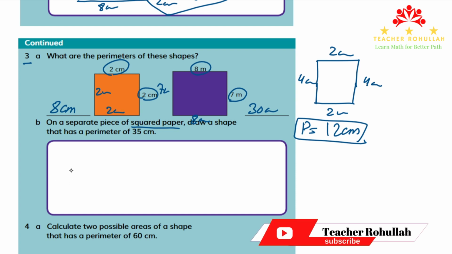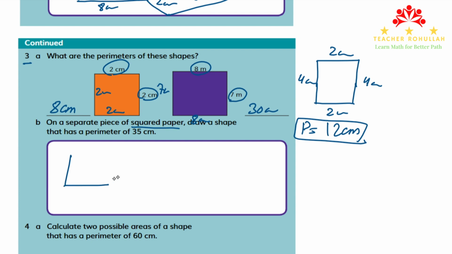Suppose I make a pentagon. We assume that this pentagon is a regular pentagon. If it is regular, this one is also 7 centimeters. This one is also 7 centimeters. The one to the left is also 7 centimeters. The two top ones are also 7 centimeters. And here also 7 centimeters.